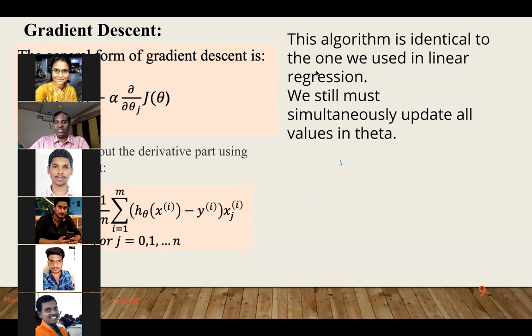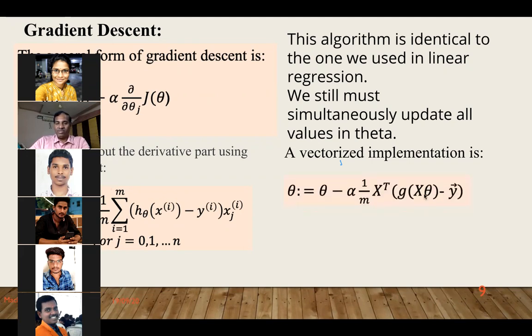So this algorithm is identical to the one we used in linear regression. We still must simultaneously update all values in the theta. So again, you cannot get first theta naught, then theta 1 like that. One iteration means all things should be updated simultaneously.